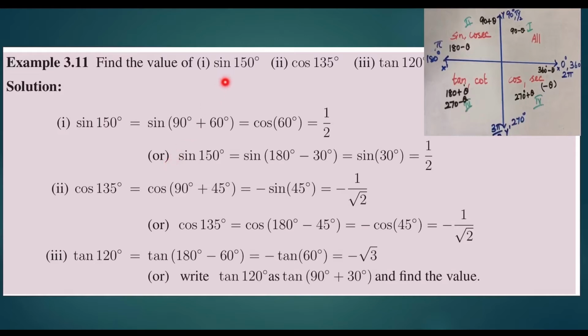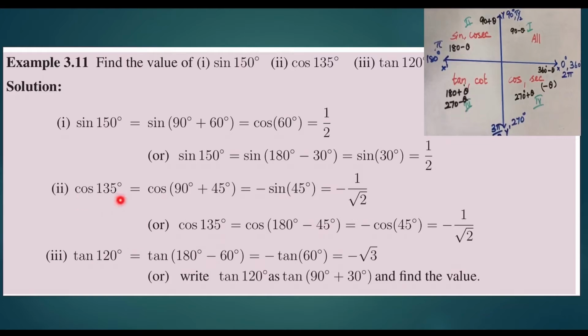Another method, you can write 150 as 180 minus 30. You know the ratios for 30 degree also, isn't it? So, sin 180 minus 30. 180 means there is no change in trigonometric ratio. So, sin remains sin itself. So, sin 30 degree. 180 minus 30 means it lies in the second quadrant only, isn't it? In the second quadrant, sin is positive. So, no need to put minus. It is sin 30. Sin 30 is equal to 1 by 2.